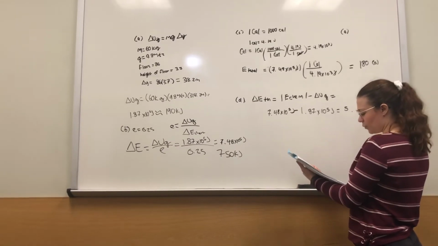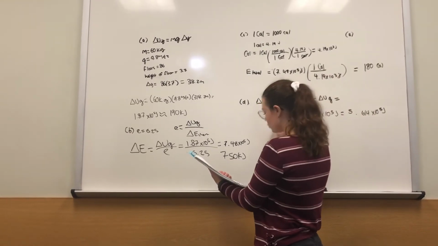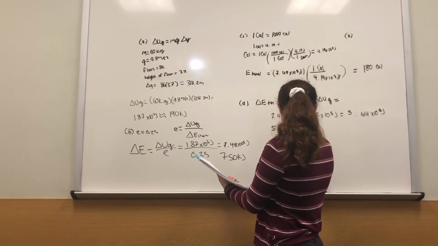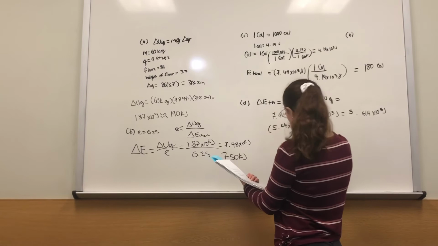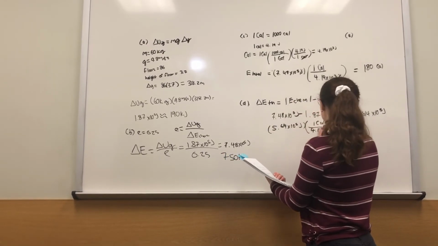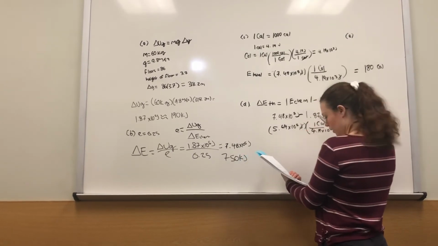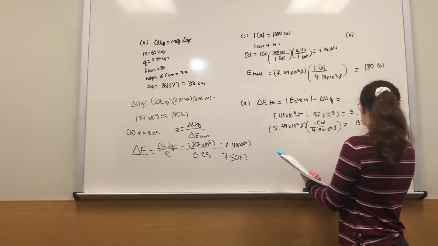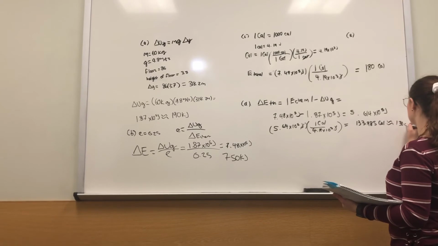And then we need to take that and convert it back to calories. So we're going to take 5.614 times 10 to the 5th joules, and we're going to multiply it by 1 calorie over 4.19 times 10 to the 3rd joules, and we get 133.985 calories, or approximately 130 calories.